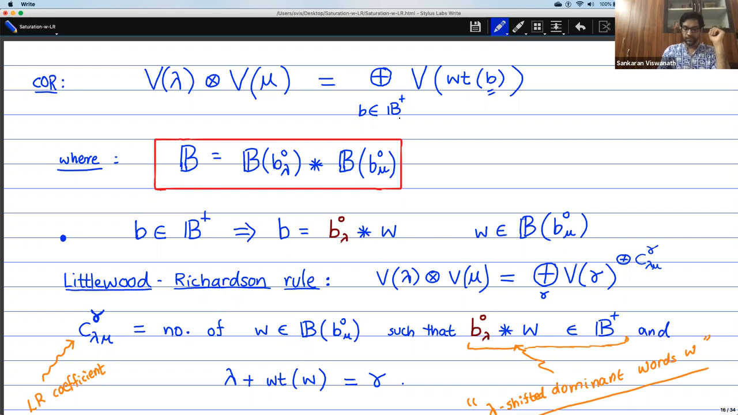Okay, now what is this set B plus? By definition, it is all elements in the set of concatenations which are killed by all the E_i's. Okay, so b in B plus. So B plus, recall, just means I have to take all b in B which are killed by the E_i's. So that's my definition. Now it turns out that any such b, in general, is a concatenation of a word from the first set with a word from the second set. But because of this additional condition that E_i b is zero for all i, it's easy to show that b must have this very special form.